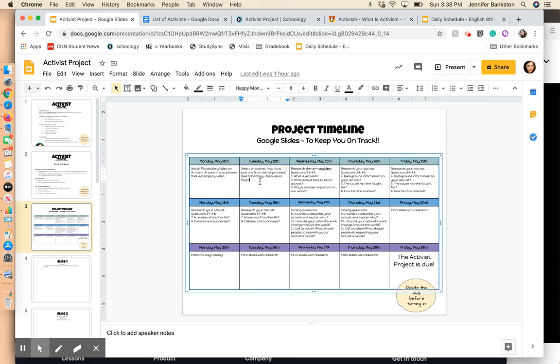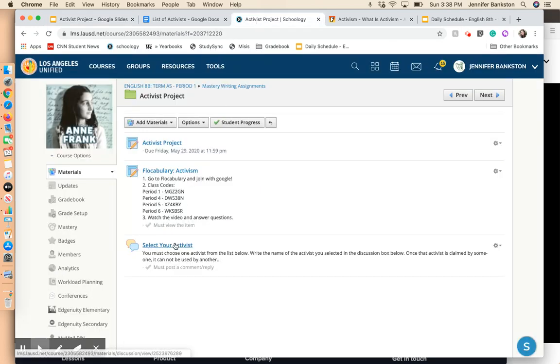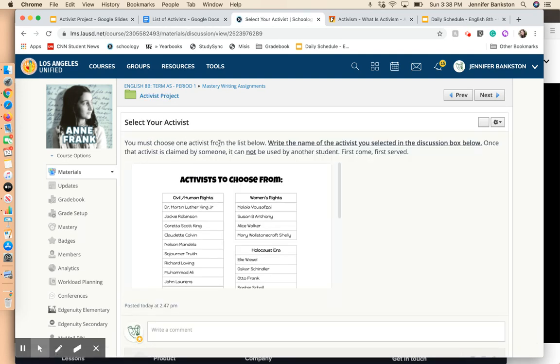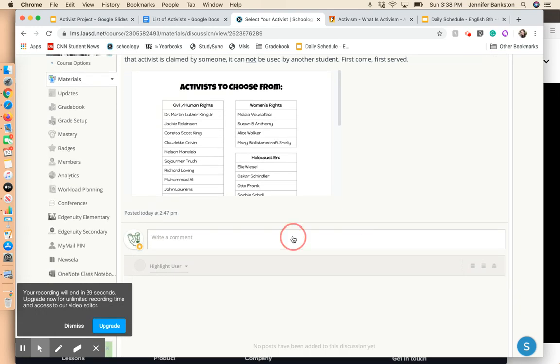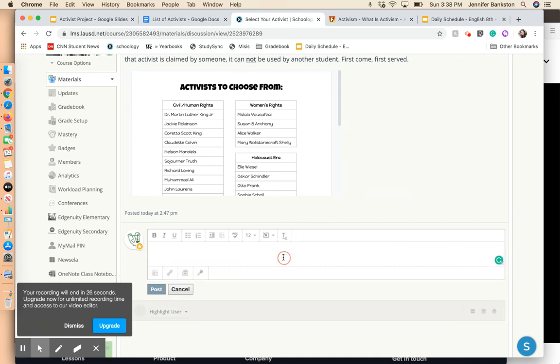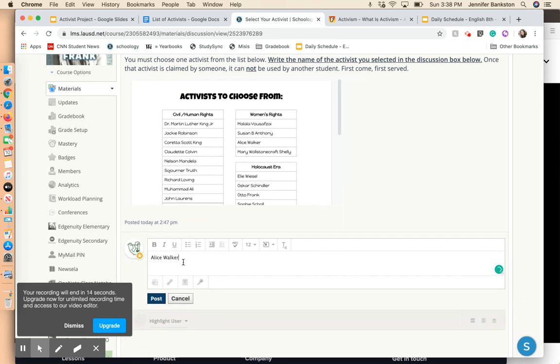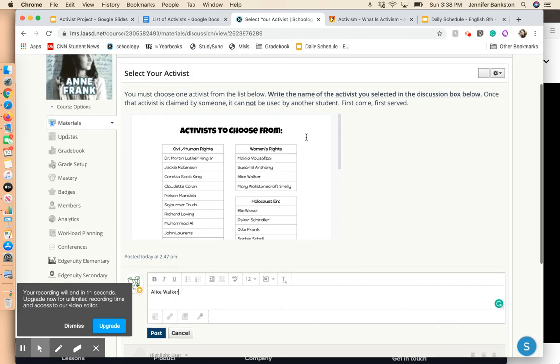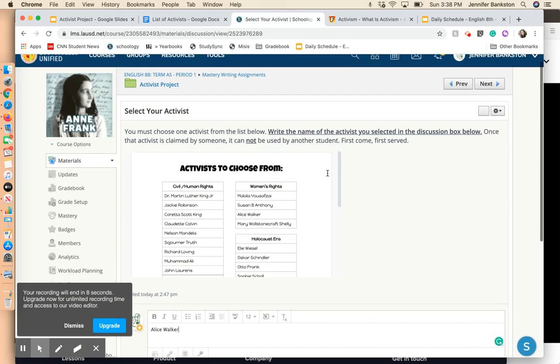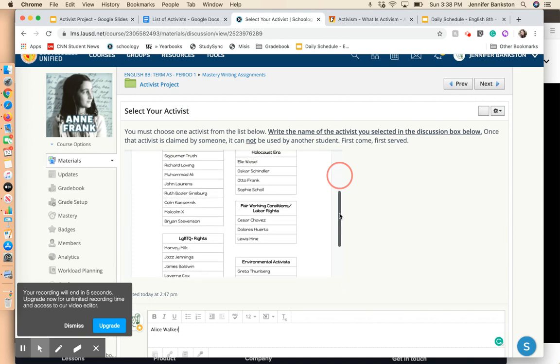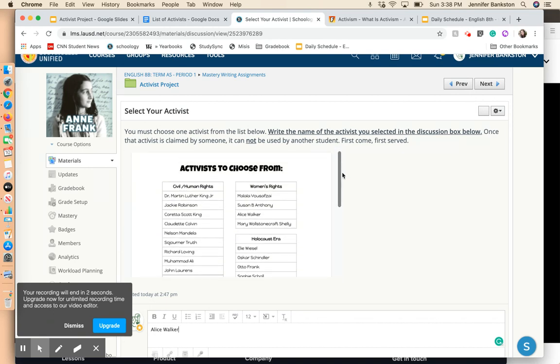Tomorrow, you have to pick your activist. On Schoology, you're going to select your activist, and I have it all there too. You must choose one activist from the list below. Whatever person you pick, you're going to write it in the box down here. Like if you want Alice Walker, you would write whoever you want, and post it. Now, you can't pick Alice Walker if somebody else already picked Alice Walker. So don't duplicate what they already have. It's kind of like whoever gets here first claims the people they want. These are all interesting people. I picked people I want to learn about. So that's it.